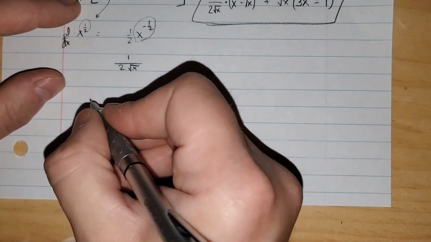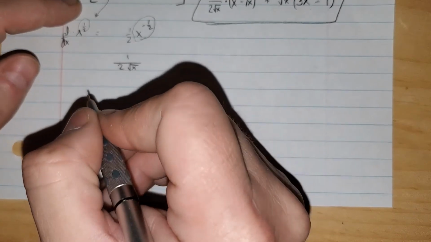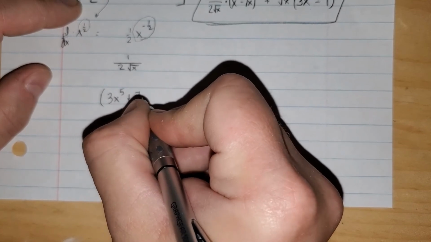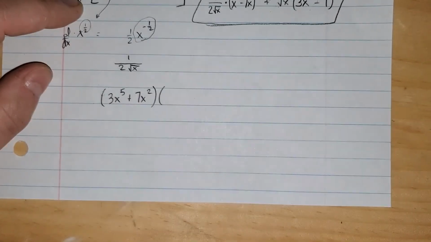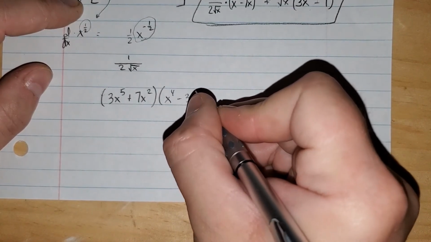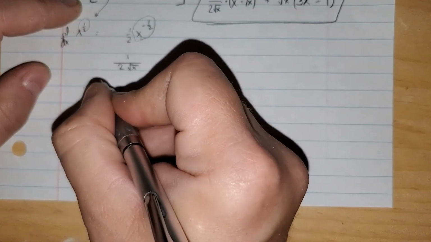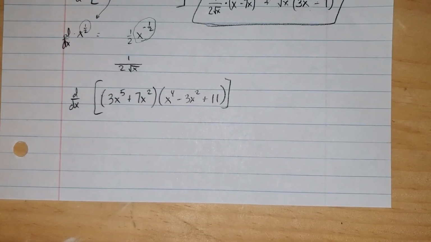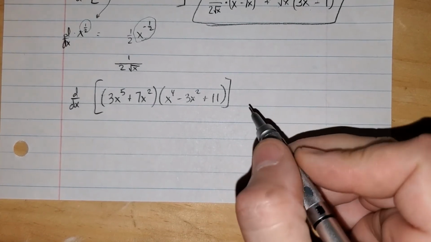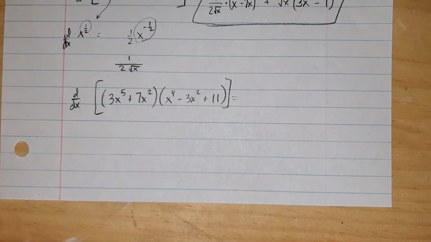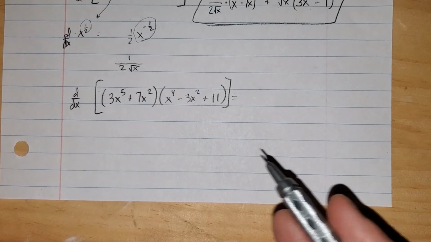So let's say we've got 3x to the 5th plus 7x squared times x to the 4th minus 3x squared plus 11, and we've been asked to find the derivative of this. Now again, you could multiply these two, but that's going to be a lot of trouble. So instead we're going to use the product rule. We use the product rule a lot more later in calculus when you know some other derivatives. But right now, for an introduction to this, this is how we use it.